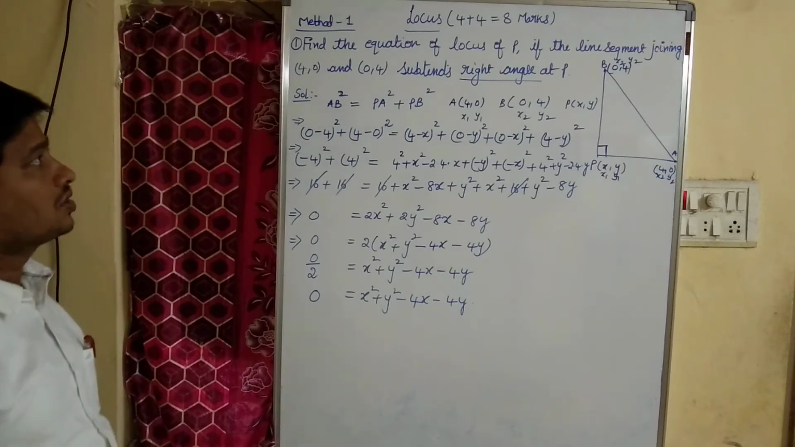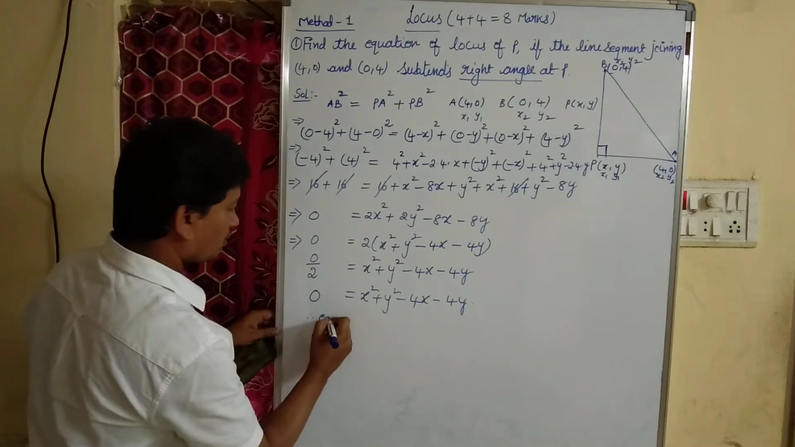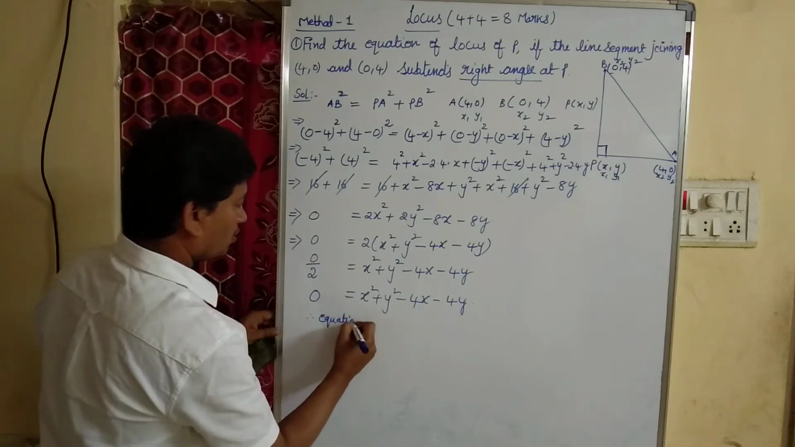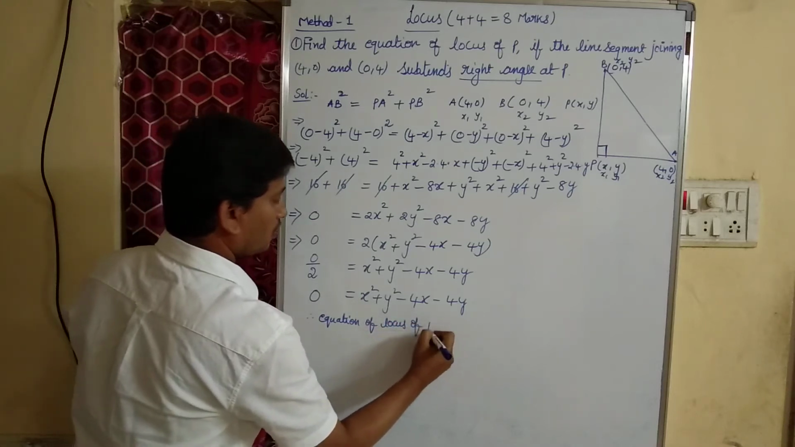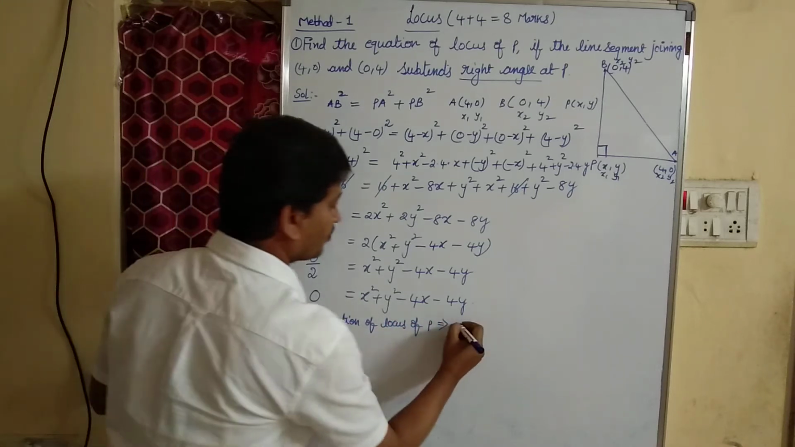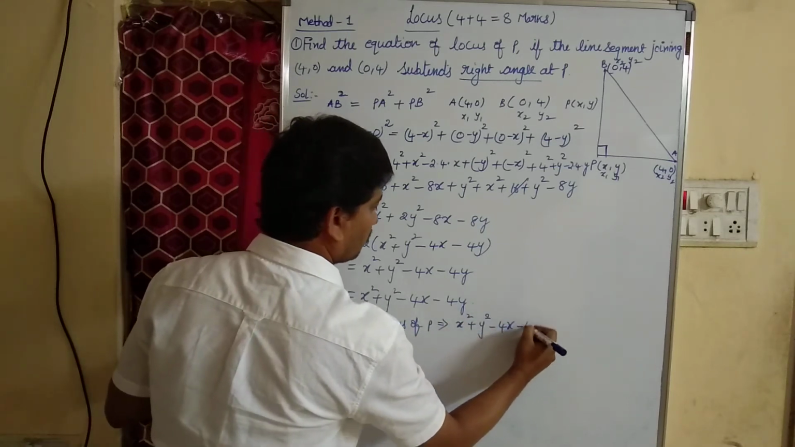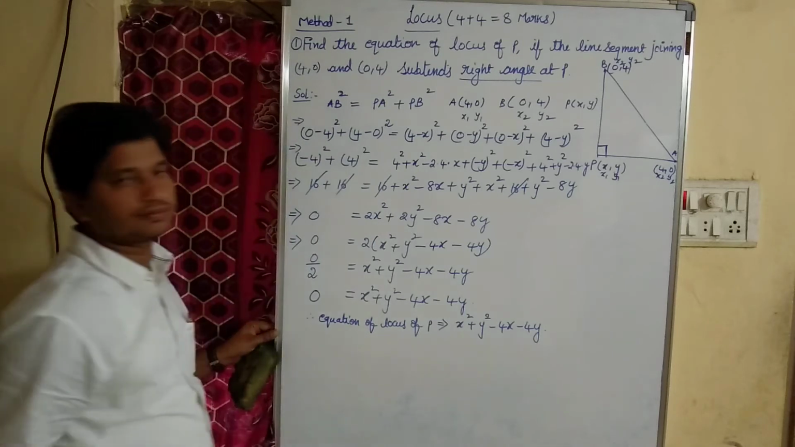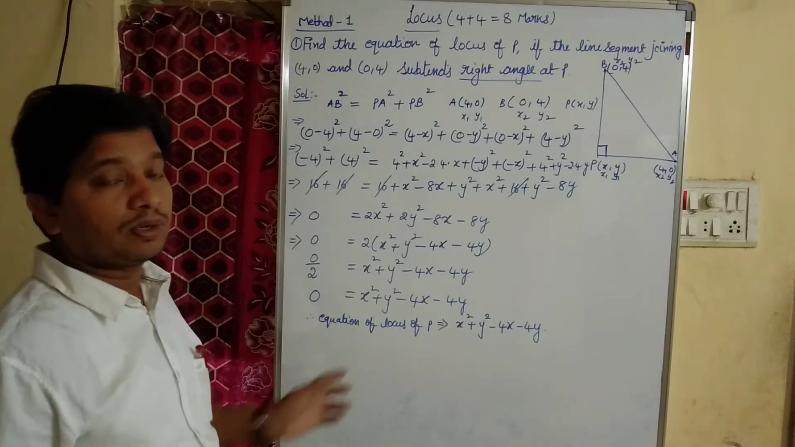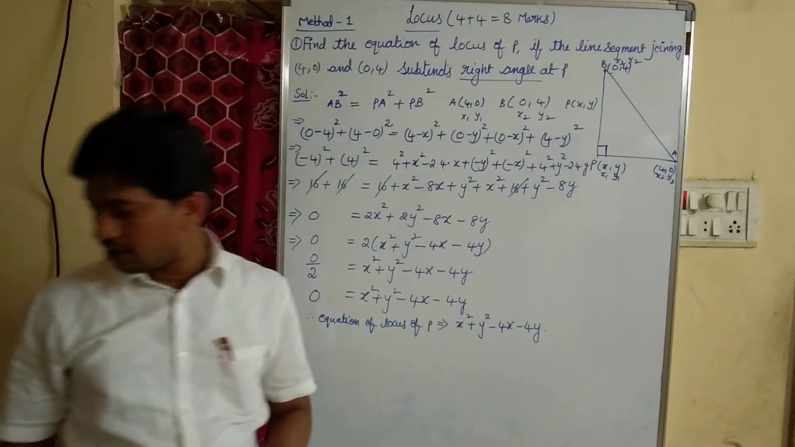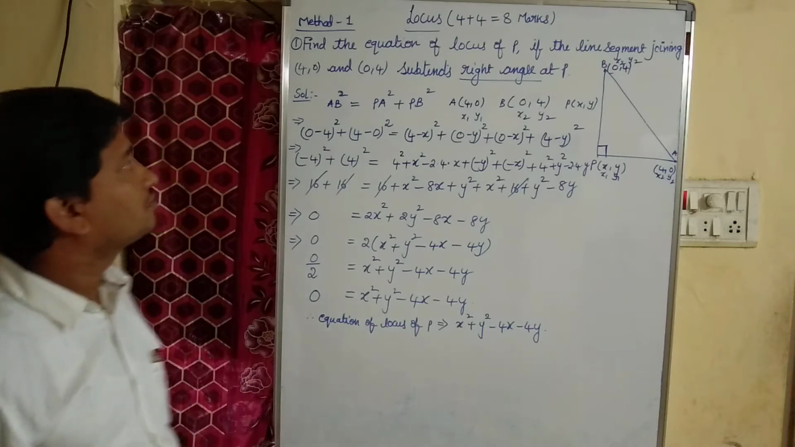Okay children? So what is the equation of locus of P? Therefore, equation of locus of P is x square plus y square minus 4x minus 4y equal to 0. This is one of the most important problems which they are going to ask in public examinations. Let us see the same method question.